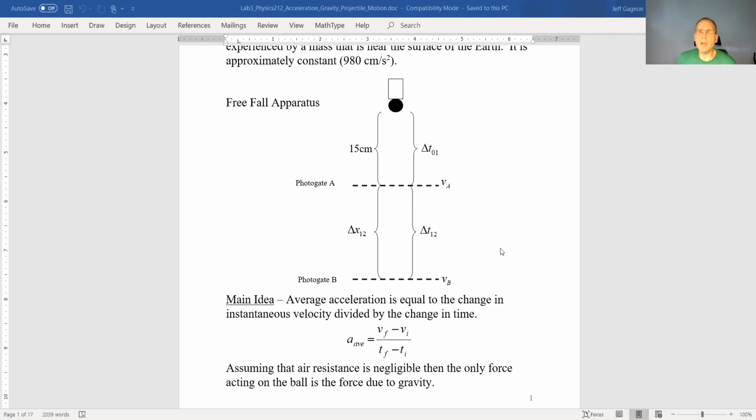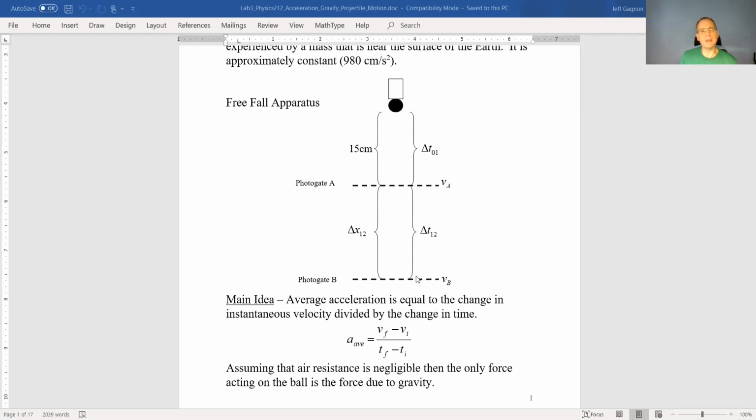In terms of the terminology for the time, this delta T01 is the time it takes the ball to fall the first 15 centimeters, from the ball dropper to the location of the first photo gate. And then delta T12 varies depending on the condition, but it's the time it takes to go from the first to the second photo gate.